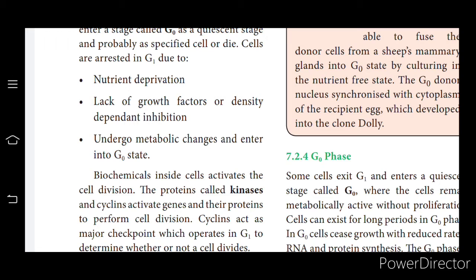So cells are arrested in the G1 stage. Sometimes cells are arrested in G1 stage and will not undergo any division. Why? Because of nutritive deprivation. There is no nutrition, so it stays as such without undergoing cell division. Also lack of growth factors. We need the presence of growth factors. They undergo metabolic changes and enter into the G0 state.